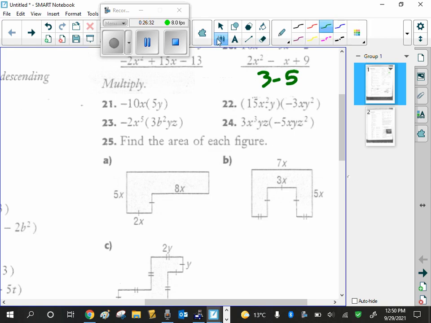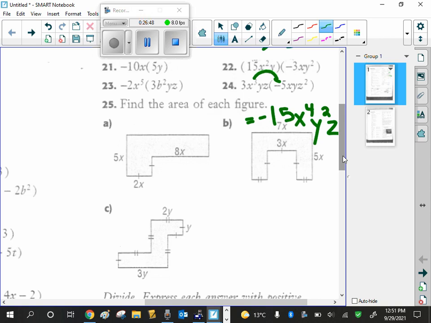Anyways, we're multiplying, so 3 times negative 5 is negative 15. You have 3 x's and 1 x, so x to the 4th. Y times y is what? Y squared, and z times z squared is z cubed. That's how you get that one.